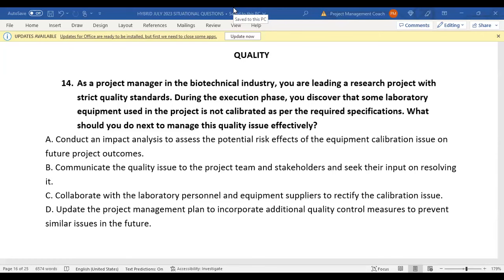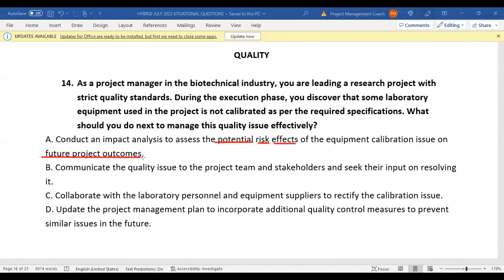Okay, well, let's begin taking a look at the answers one by one and use the process of elimination. Using the process of elimination, there's a statement here. A, it says, conduct an impact analysis to assess the potential and then risk effects of the equipment calibration issue on future project outcomes. So this is saying, what would the impact be of poor calibration on our future outcomes?